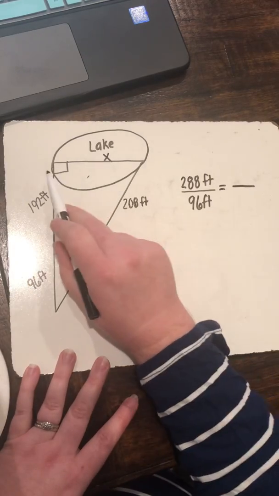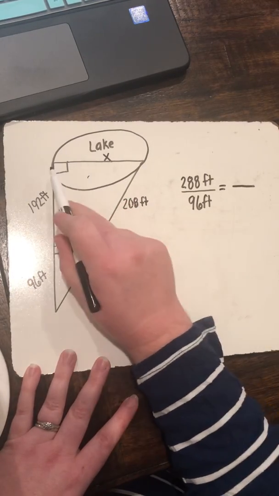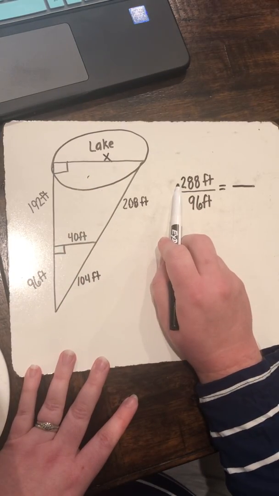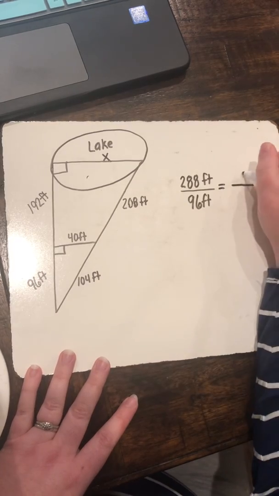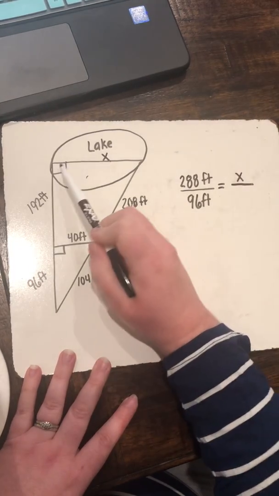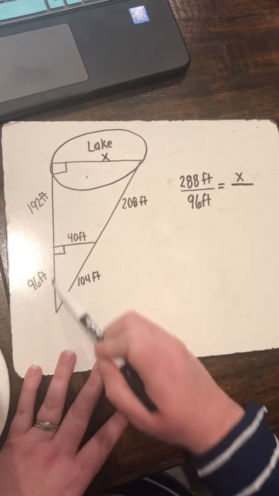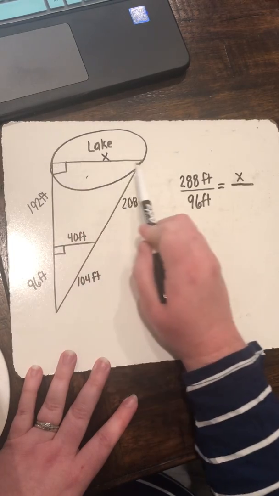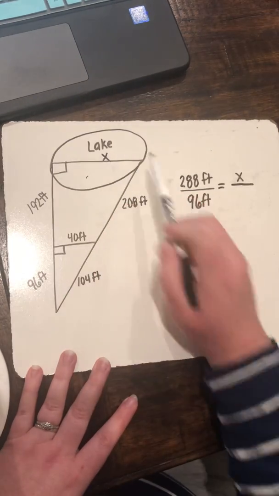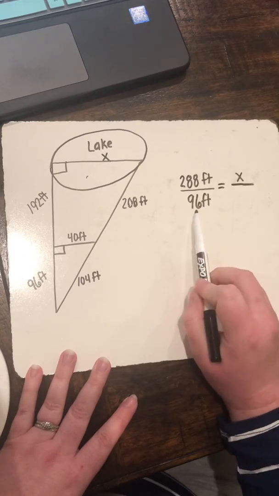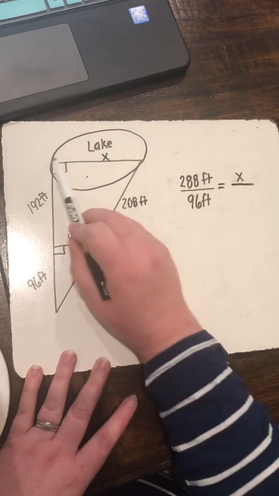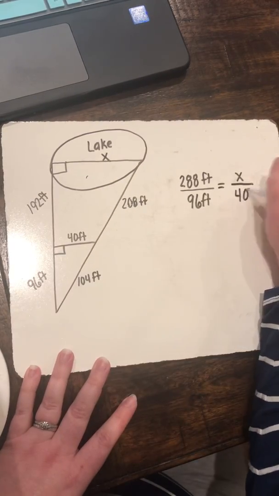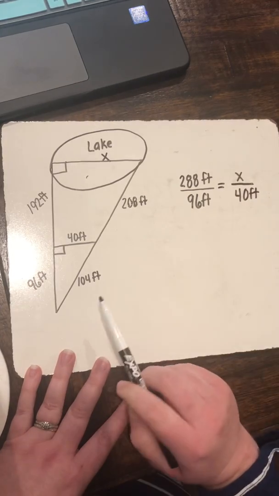So to do that, I need to look at my side here and see that it is part of my larger triangle. My larger triangle measurement is the 288 feet, so I need to set it equivalent over here. Okay, see how that works? This is my large triangle. 288 feet is this side. If I'm going to have it equivalent to something, I have to make sure that I have the same side of that triangle. So then I'm going to go down to my 96 feet. I'm going to find out which side is similar to my X here. And if you go down, it is the 40 feet. So that one is going to go underneath your X.